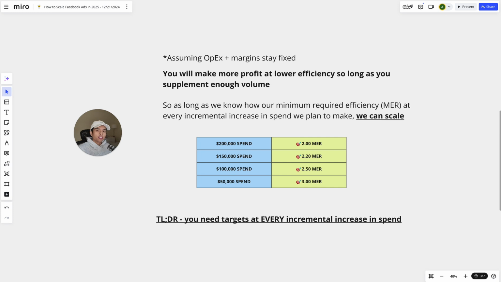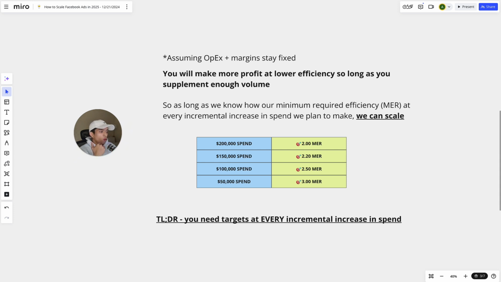So the way to actually set targets to scale is to set new targets at every incremental level of spend that you plan to make that correlate with either an increase in day one profit or an increase in 6-month or 3-month customer value profit.